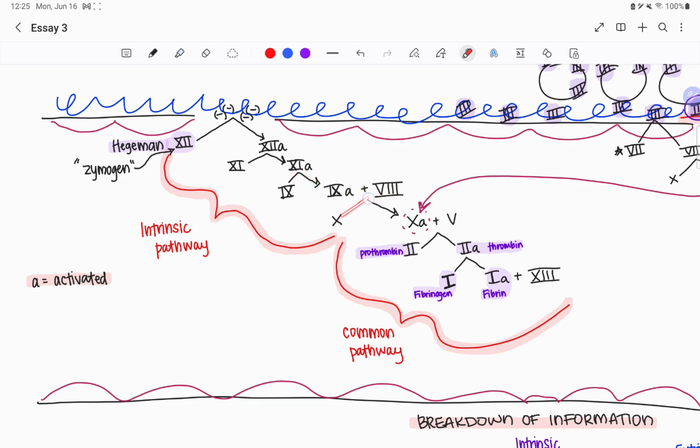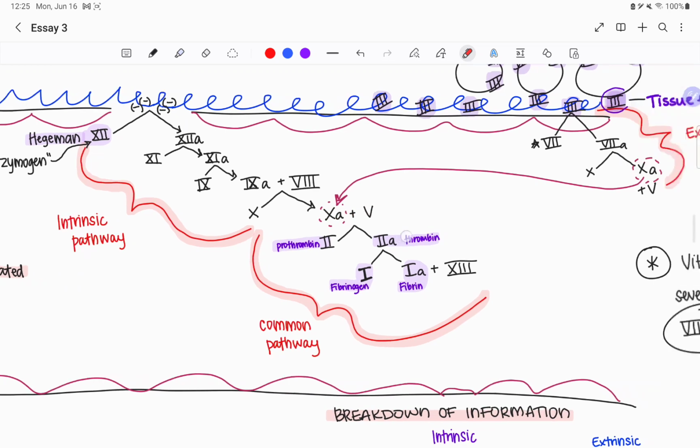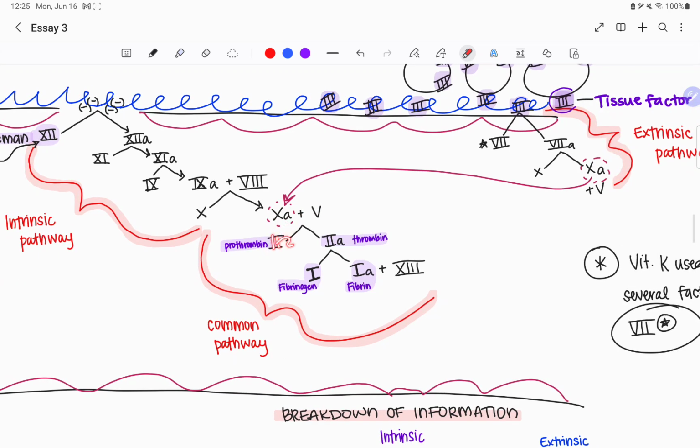And then 10 will come and interact with these two here, and it'll become 10A plus 5. And then we have factor 2 interacting with that, becoming 2A. And then we have factor 1 coming and interacting with 2A and becoming 1A plus factor 13. Okay?